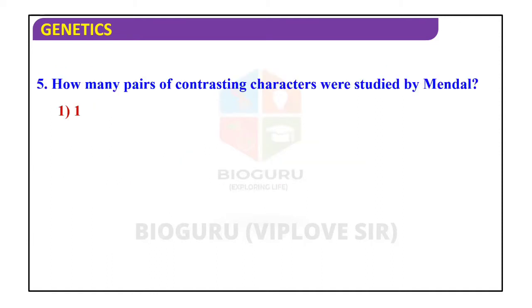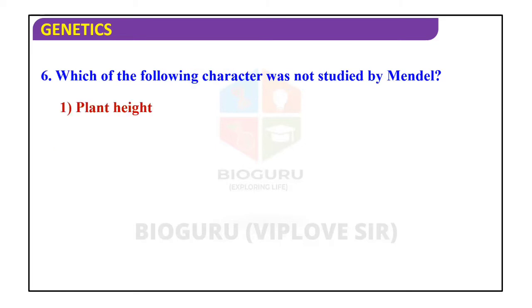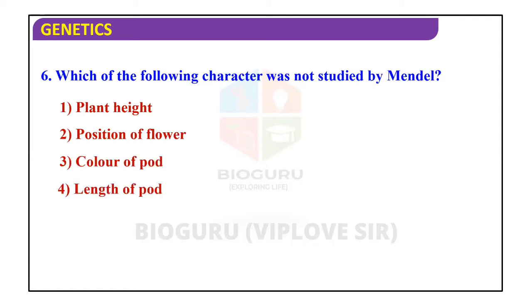How many pairs of contrasting characters were studied by Mendel? 1, 2, 7, or 14? Yes, it is 7. Then which of the following characters was not studied by Mendel? Plant height, position of flower, color of pod, or length of the pod? Good, it is length of the pod.